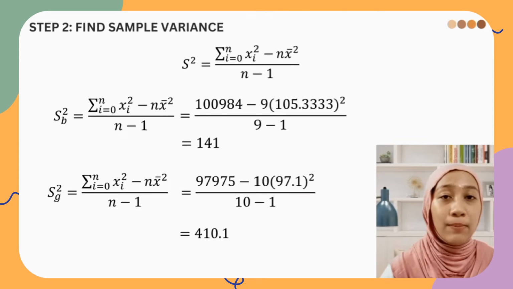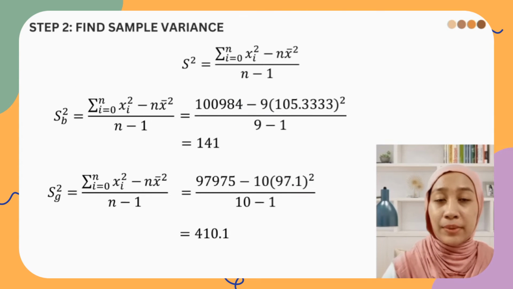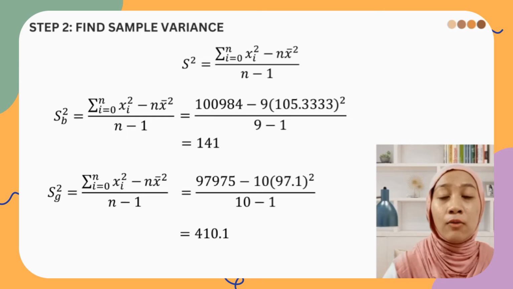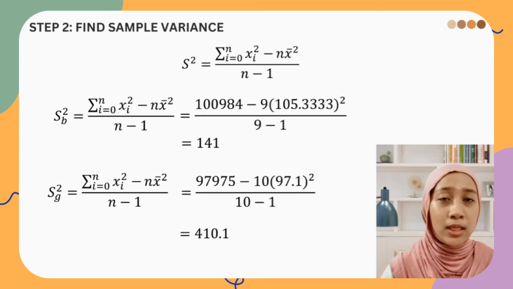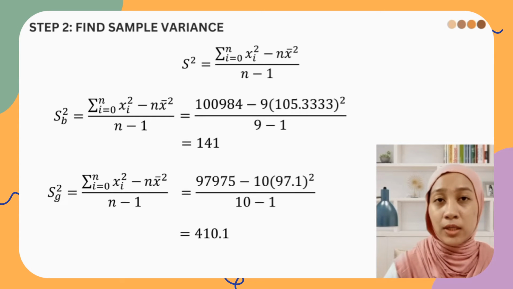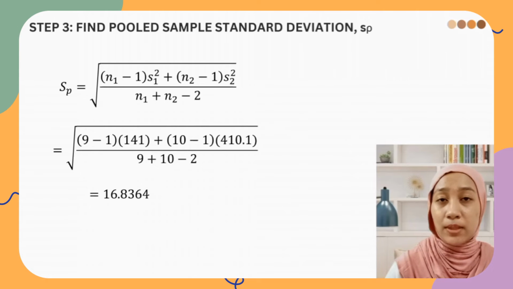Step 2. Find sample variance using this formula for sample variance. And we get sample variance of 141 for boys and 410.1 for girls. Step 3. Find the pooled sample standard deviation. Substitute all the n and variance values and get 16.8364.